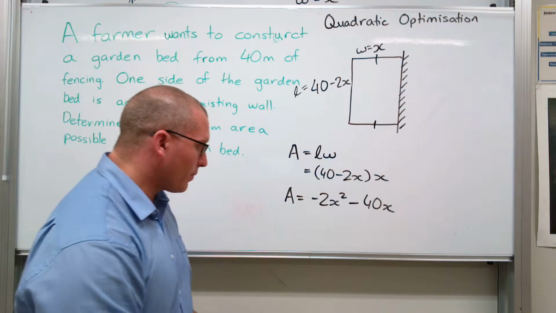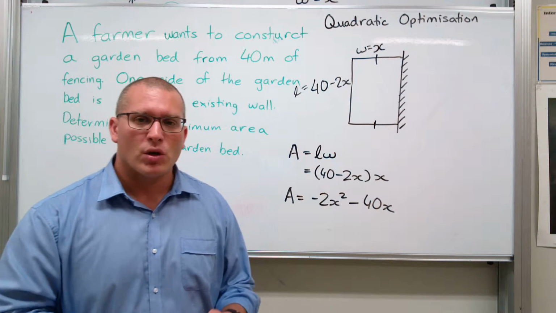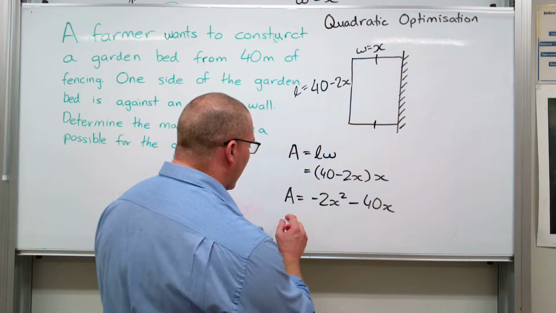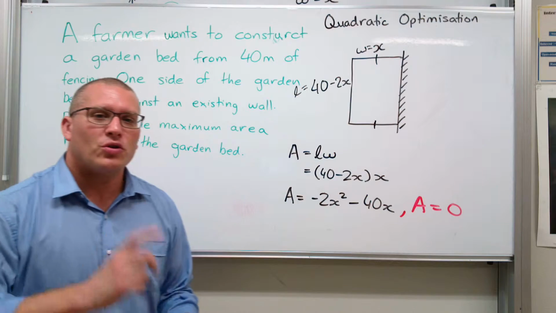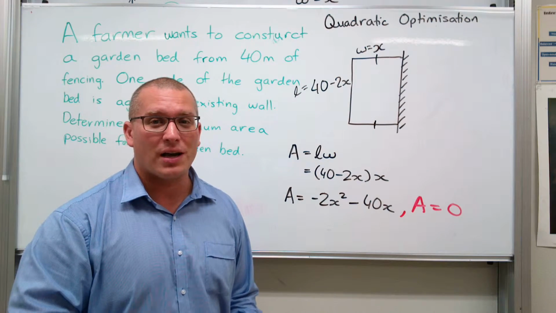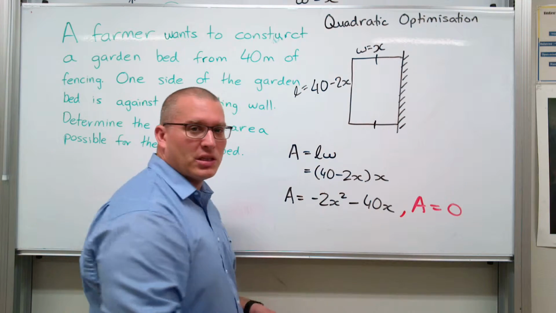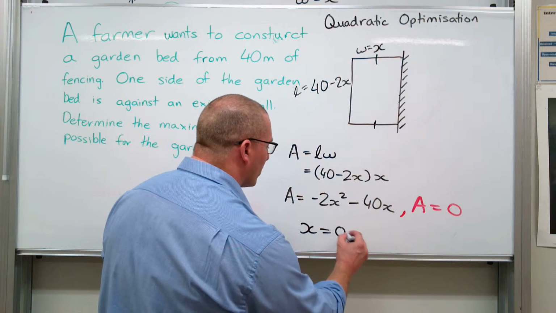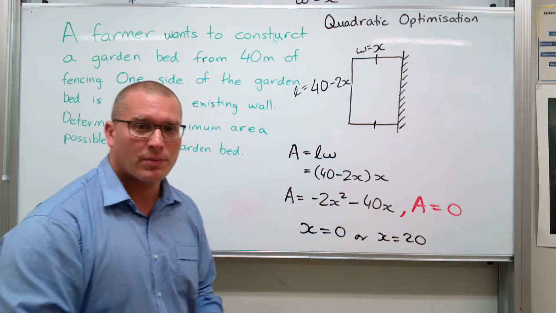So what's the next step? So we want to find where the area is maximum. So we have to solve for values of x first. So we're going to make a equal to 0. Now, using all the skills of factorization and solving you've done all the time, you should be able to identify pretty quickly that when a is equal to 0, we're going to get possible solutions here of x is equal to 0 or x is equal to 20.